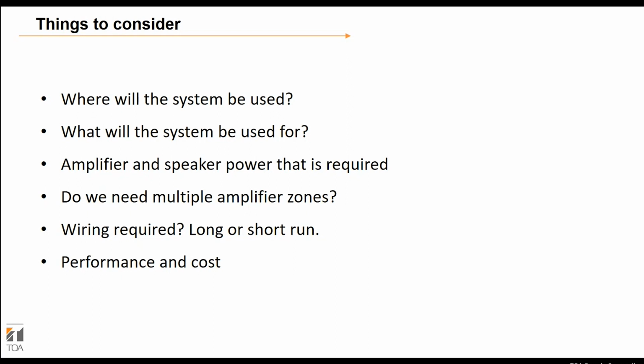Big difference if we're running 8 zones of paging, where we're paging into each individual zone, or whether we're actually just changing the volumes of each amplifier zone. So there's a couple of different ways of looking at zone definitions, whether it's paging zones or whether it's amplifier zones. What's the wiring that's going to be required? Are we going to be looking at long runs from the amplifier to the speakers, or are we looking at more of a short run scenario?